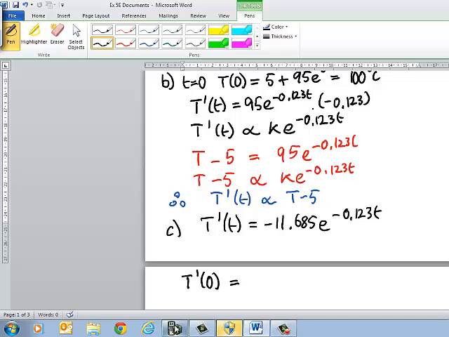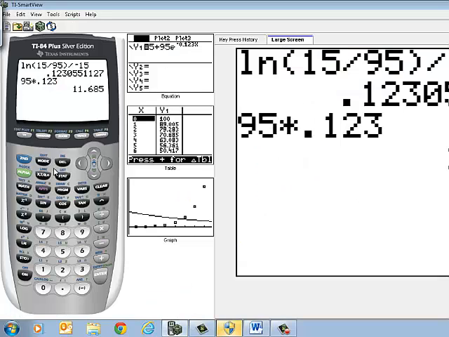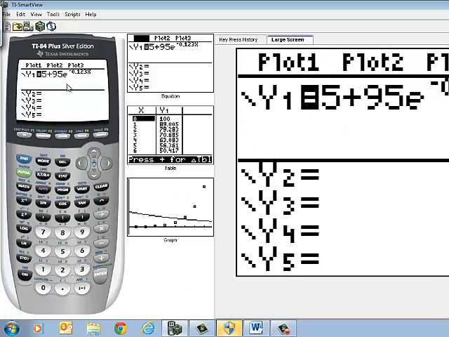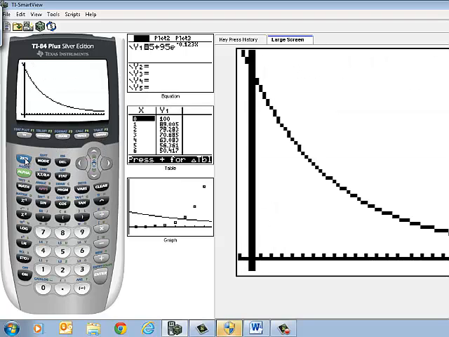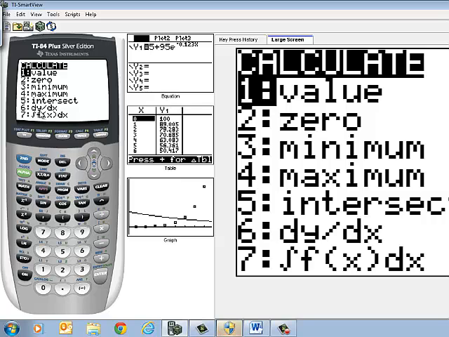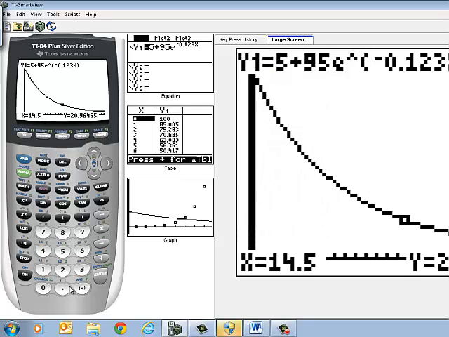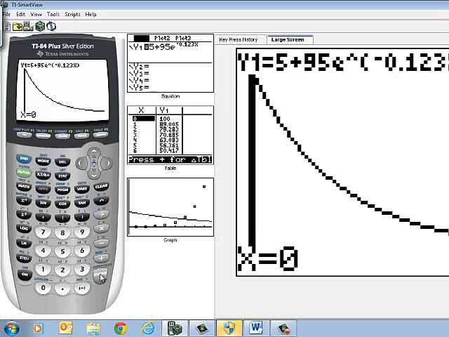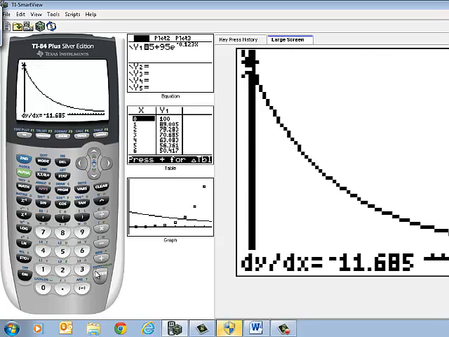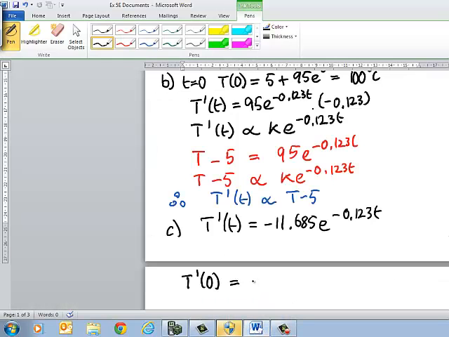A better way of doing that is to go to your calculator, go into your function, put that particular model into your function and graph it, and then go to your calc menu, go down to number 6, and you can put in the value of 0. So 0 will tell you what your rate of change is. So there it's actually negative 11.685, and that would be degrees C per minute.